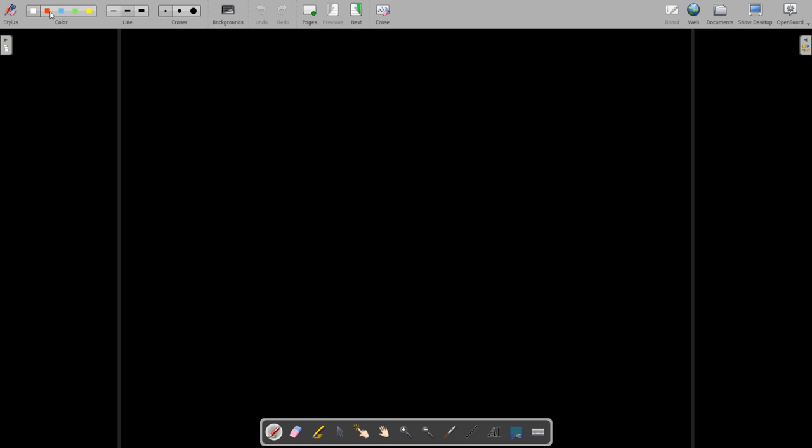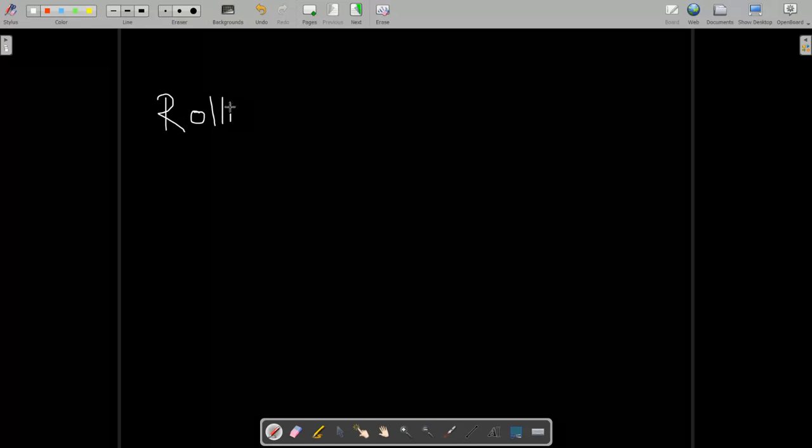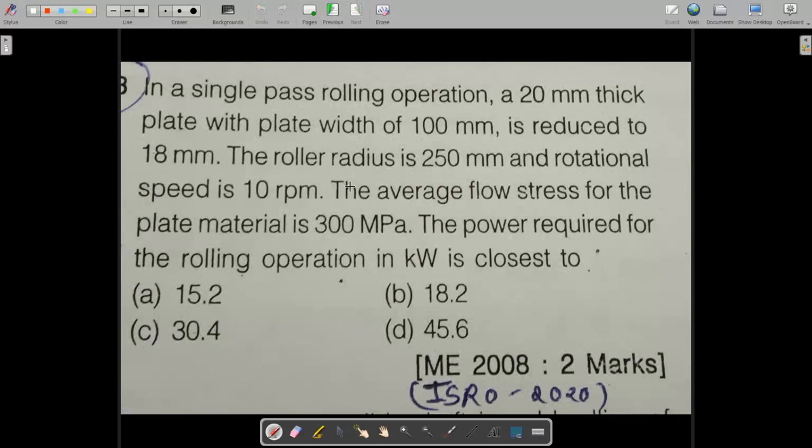Welcome back aspirants on MacTech 40, and today we will solve one question of rolling process that has been asked in GATE exam. Okay, so let's start. And a similar kind of question is also asked in ISRO 2020 exam. So this is very important.